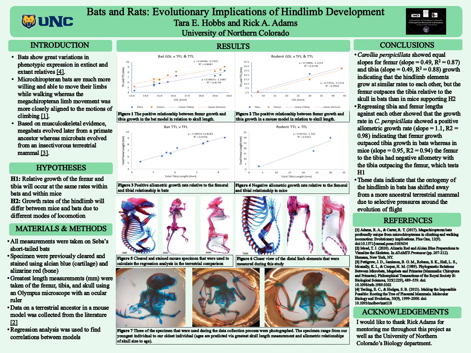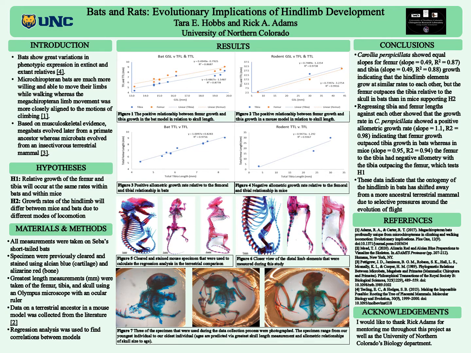My hypotheses are that the relative growth of the femur and tibia will occur at the same rates within bats and within mice, and that the growth rates of the hind limb will differ between mice and bats due to different modes of locomotion. The bat model that I used for my research consisted entirely of seabush short-tailed bats, which are a microbat that persist mainly on small fruits.